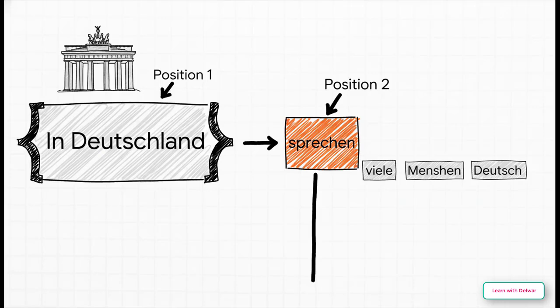And this rule is so strong, it even works for whole phrases. Here, the entire idea, in Deutschland, or in Germany, acts as one single chunk of information in position 1. And what comes next? You already know. The verb, sprechen, is locked firmly into position 2. Everything else in the sentence just arranges itself around that anchor.